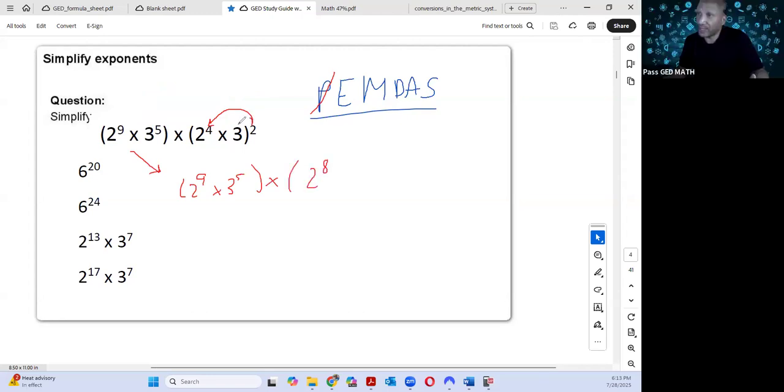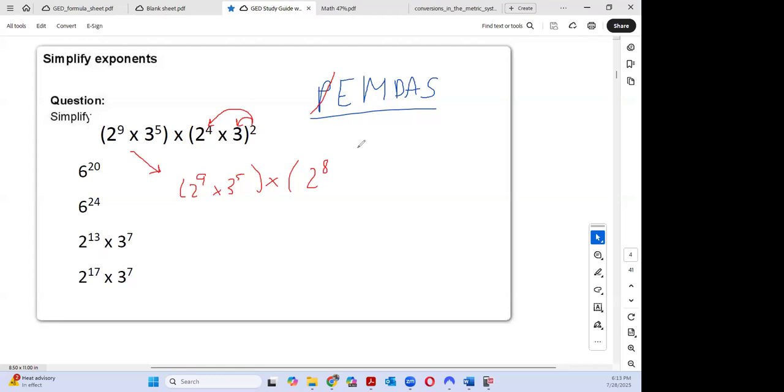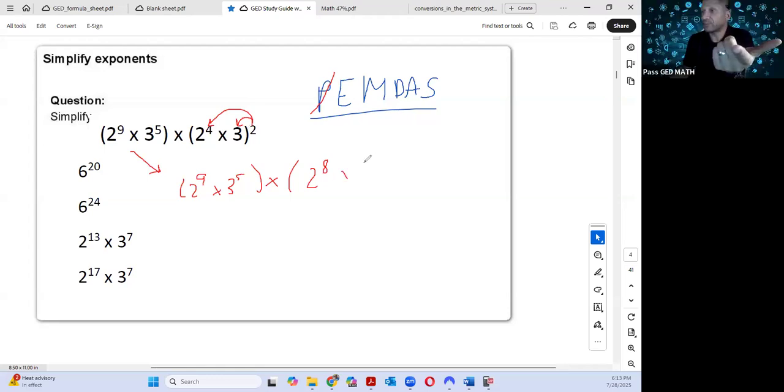And then I have to multiply this 2. I don't see an exponent there. What exponent is there if I don't see an exponent? 1. What's 2 times 1? 2. So I've got 3 squared.